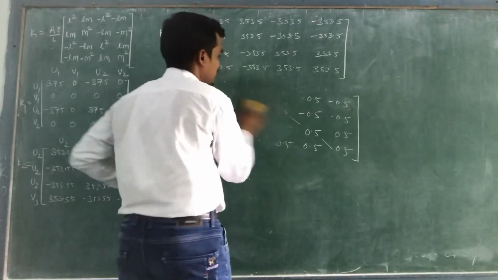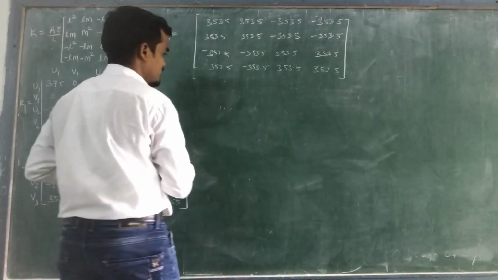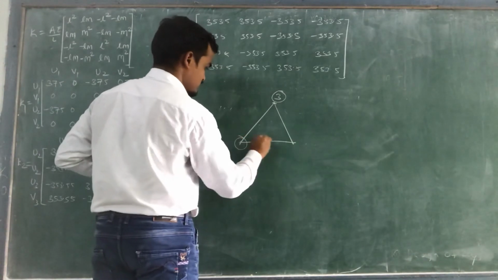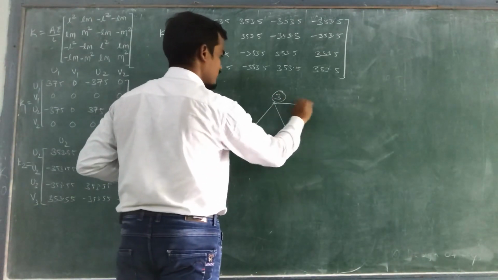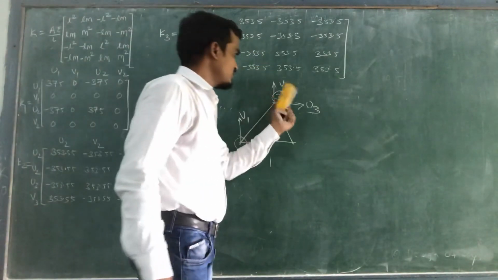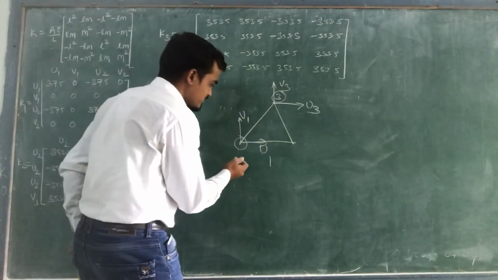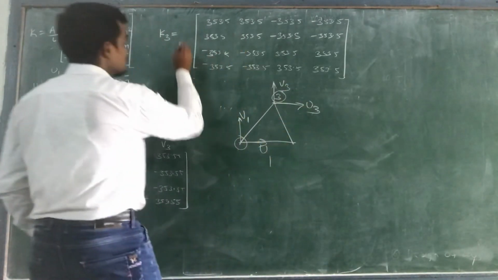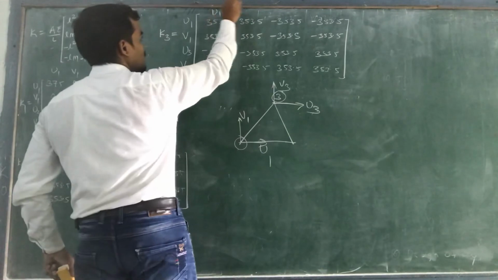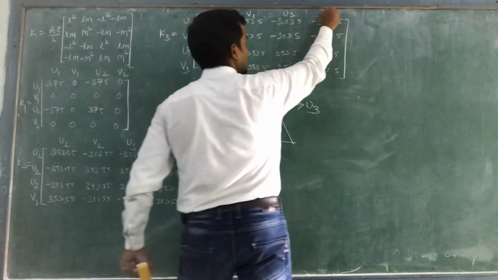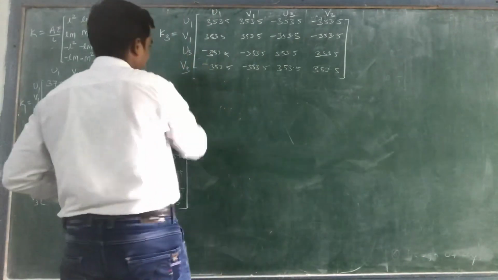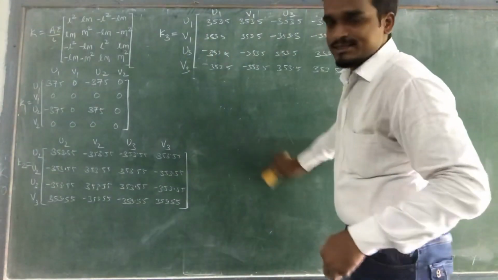Now we need to write down the connecting pairs. So what is the connectivity? As we know, this is the connectivity between node 3 and node 1. So it is nothing but between U1 and U3. Or you can say U3V3, U1V1. But in sequence, we will write U1V1, U3V3. So in this way, you will get three elemental stiffness matrices.